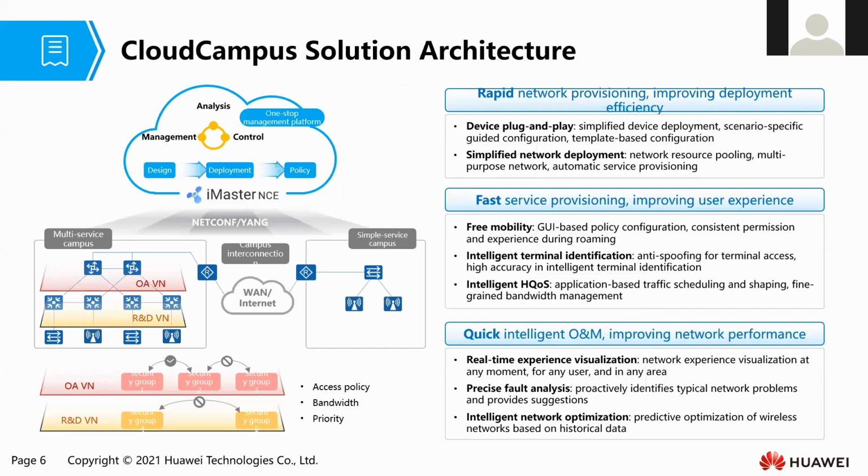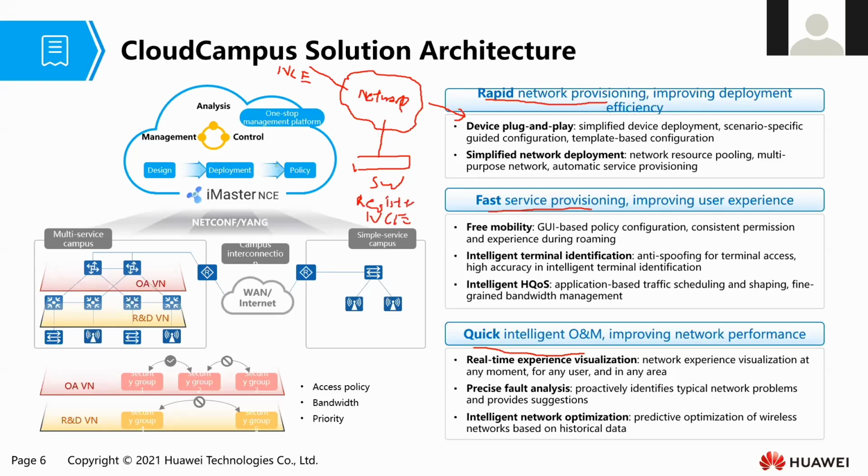Basically in our Cloud Campus, we are able to achieve rapid network provisioning, fast service provisioning, and quick intelligent O&M. By rapid network provisioning, we mean we have a function called device plug and play. For example, we have our network with our NCE, and we connect a new device, maybe a new switch, to this network. When this switch is connected to the network, it will automatically register with our NCE.